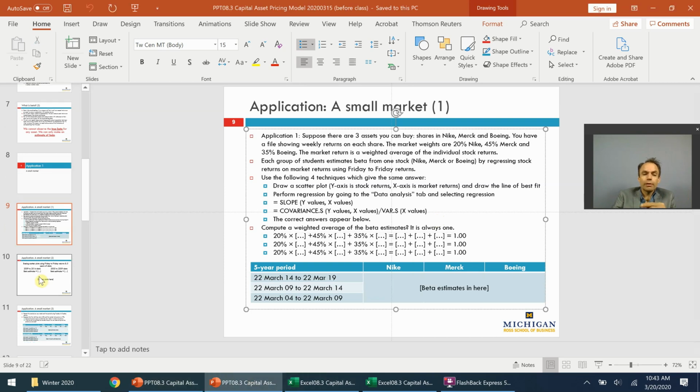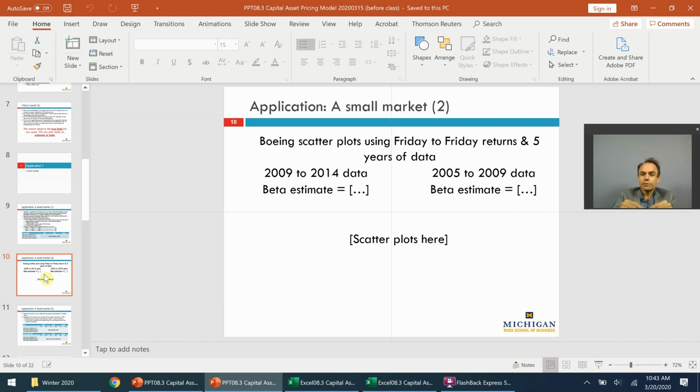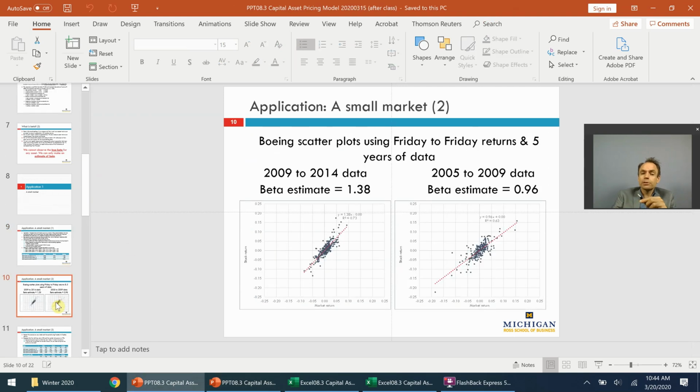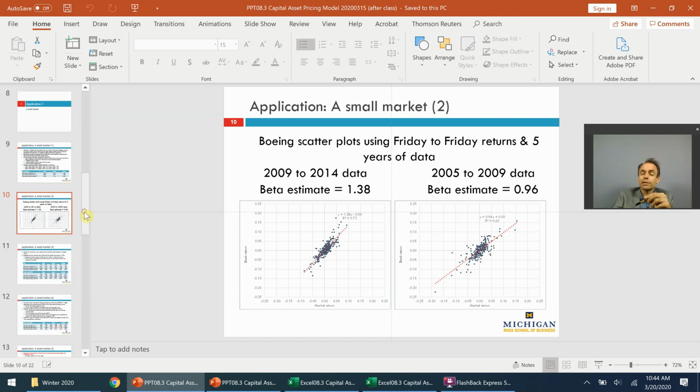Turning to our before class version of this spreadsheet, the spreadsheet says put your scatter plots here. That's what I'm displaying on the chart. So you can see how the Boeing scatter plots using Friday to Friday returns and 5 years of data, those scatter plots and beta estimates have shifted quite substantially during that time period.